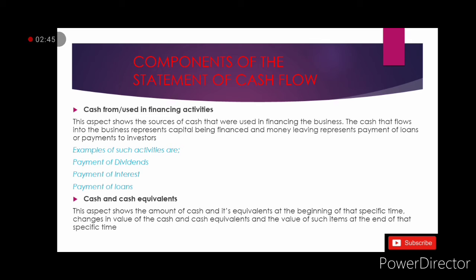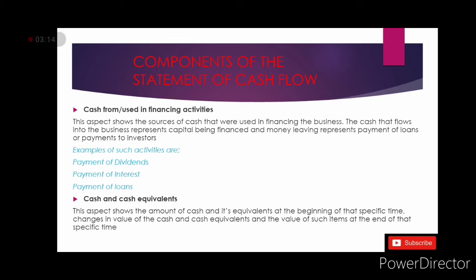So when a business starts purchasing its own shares, that particular move, the cash that is flowing out of the business to acquire more ownership in that exact business, also falls into the cash from or used in financing activities. The last component is cash and cash equivalents.